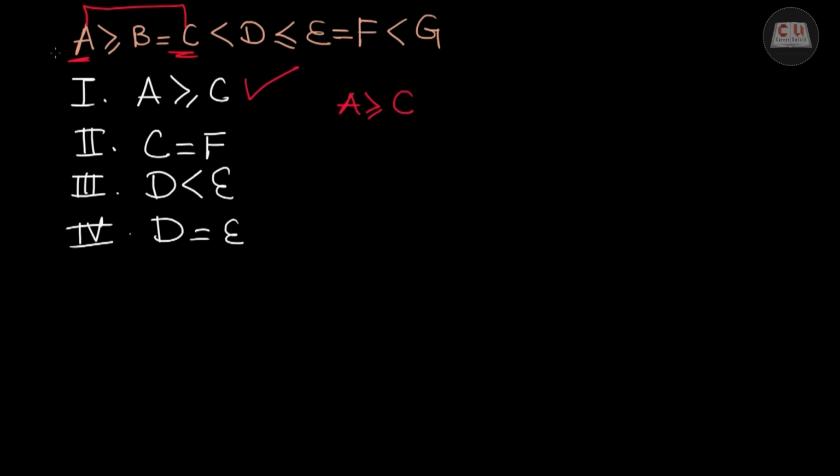Coming to the next one, C and F. Here's C and here's F. Okay, so we have three symbols here, right? Less than, equal to, equal to. This one would have the highest priority. So it should be C is less than F. But what do we have here? C is equal to F. So this one is incorrect. Okay, moving on.